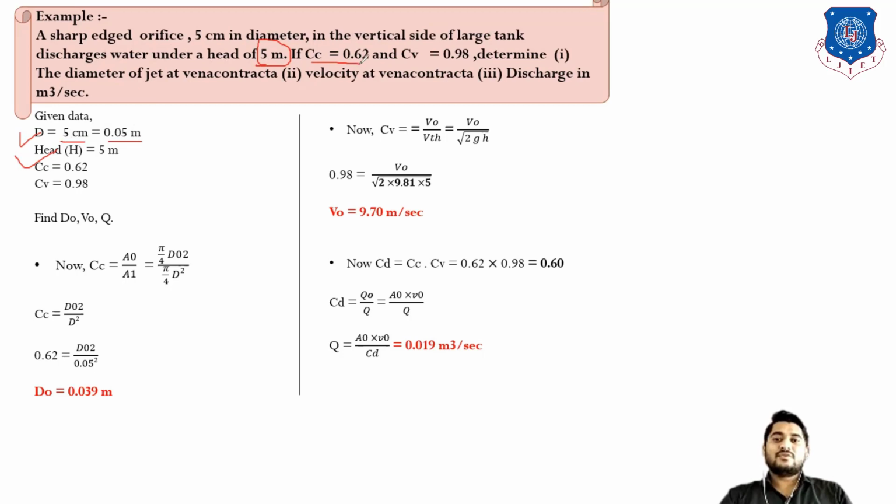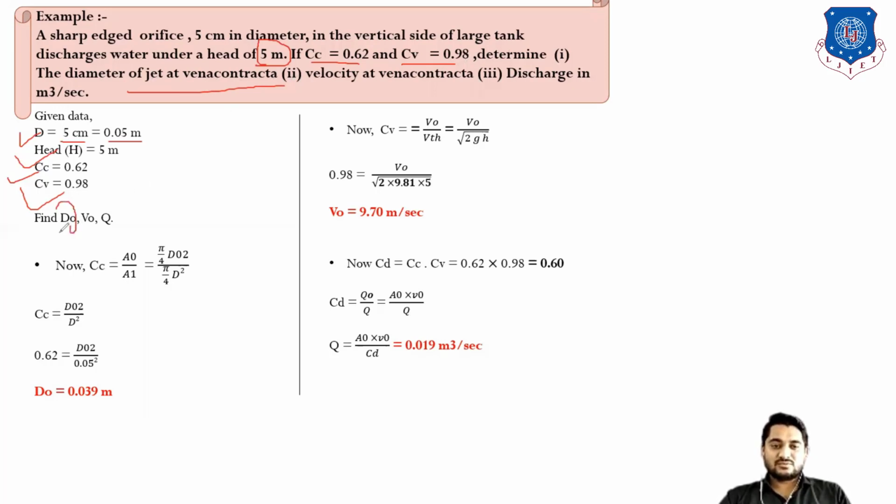CC, the coefficient of contraction, is given. CC is 0.62 and the coefficient of velocity CV is also given. CV is 0.98. Determine the diameter of the jet at vena contracta, that means D0.